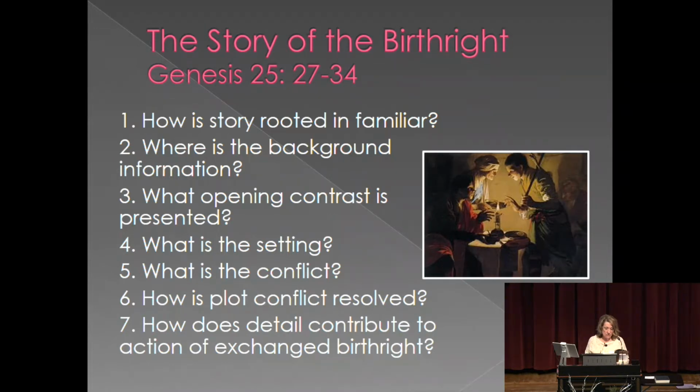So looking at verse 27, the first sentence reads like this: so the boys grew. That followed the 3 verses of the birth of Esau and Jacob. That moved rather quickly, didn't it, in that story? So the boys grew. And Esau was a skillful hunter, a man of the field, but Jacob was a mild man dwelling in tents. And Isaac loved Esau because he ate of his game, but Rebekah loved Jacob.